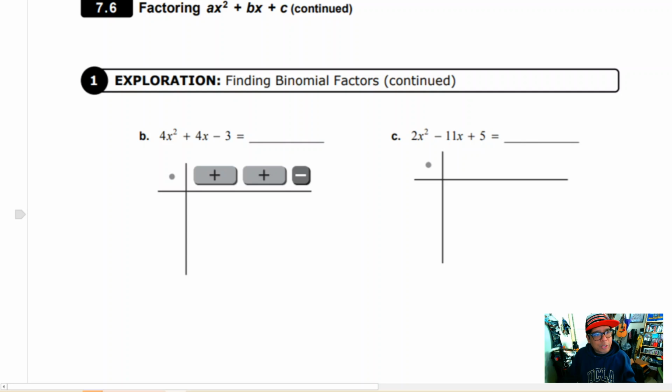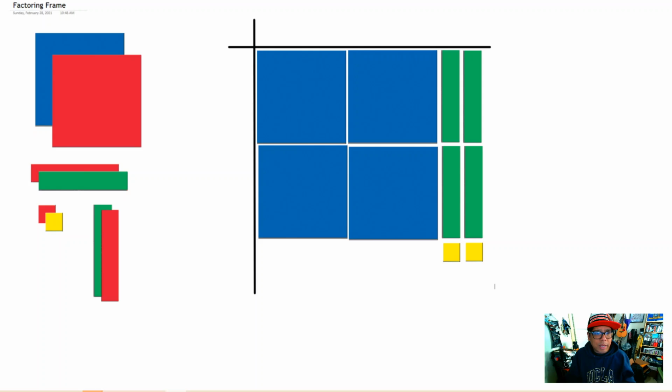So let's see, did I do something wrong here? Oh, I did. Look, it should be a -3. So I have the wrong tiles here. And I don't mind modeling that for you. Modeling that mistake, that is. Because that's bound to happen sometimes.